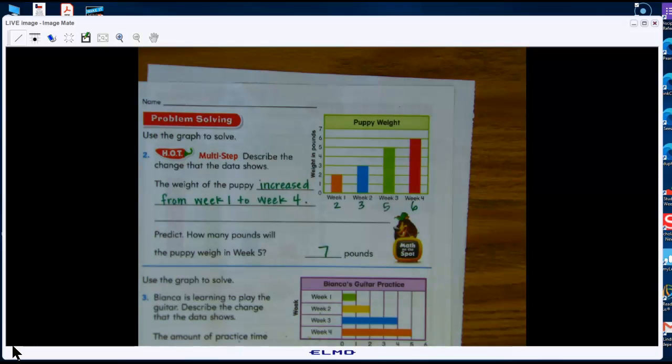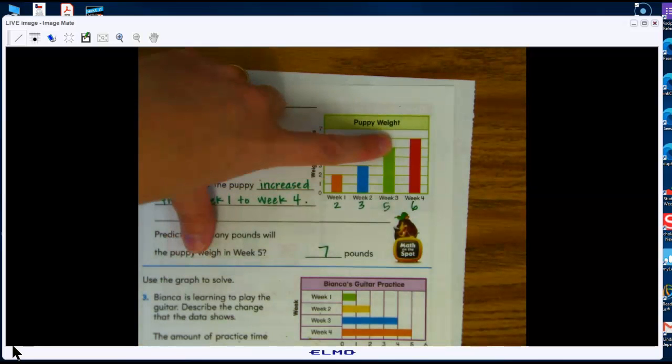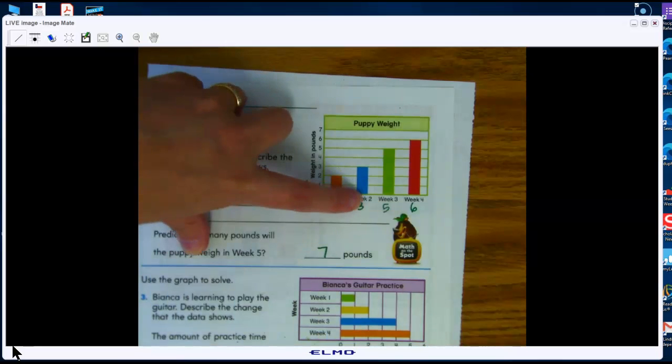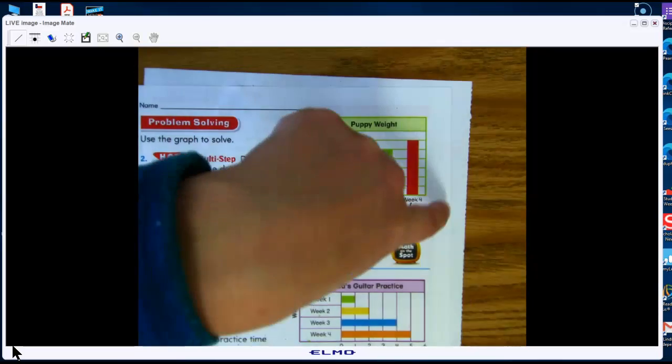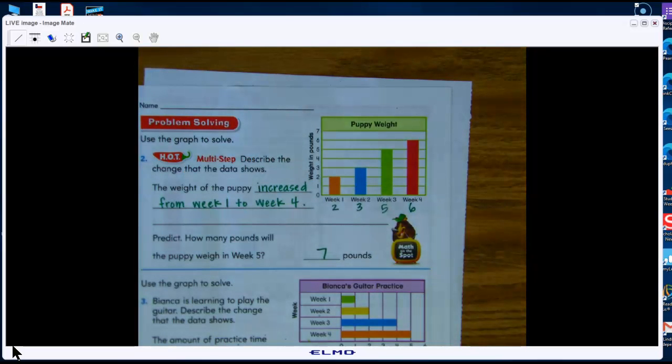Remember, predictions can be wrong, but I wouldn't take 100. It wouldn't go from 6 pounds to 100 pounds in 1 week. Or even 20, or even 10, really. Just a few pounds, because it never went up more than 2. This was 2, 3, that's 1. 3 to 5 was 2. 5 to 6 went up 1. So I would say it would go up 1 or 2.